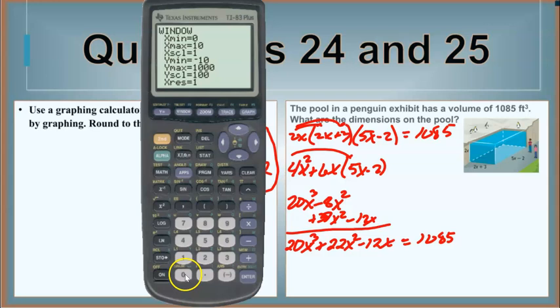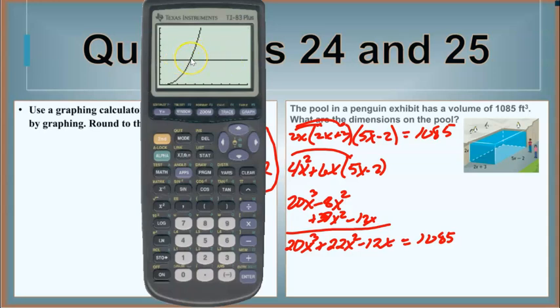The y minimum, I know it's going to be 0, so we have to have a positive number. The maximum, I need to get at least to 1085. So I'm going to just make that 2500 so I can make sure that I see 1085. And let's count them by 250. And if I hit graph, here's that cubic polynomial, and here's the 1085.